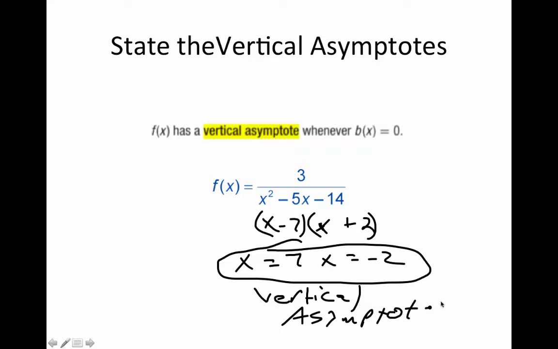Now when we get into horizontals, what we're going to do is we're always going to examine the lead terms. Now there is only one term up here, and its degree is 0. And there's the lead term down here, is this guy, and the degree is 2. And that's what we're going to be focusing on. The rest of it's not going to matter for horizontal.